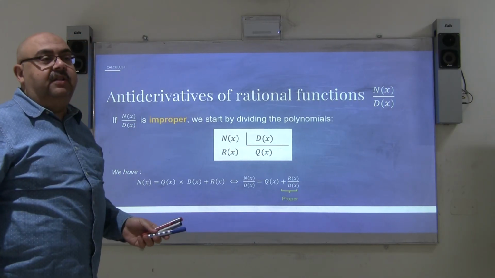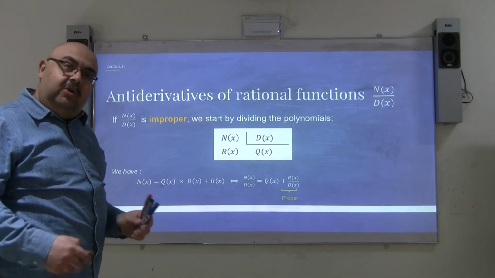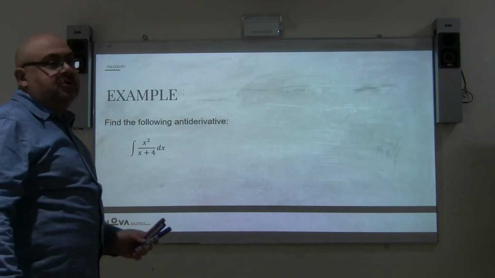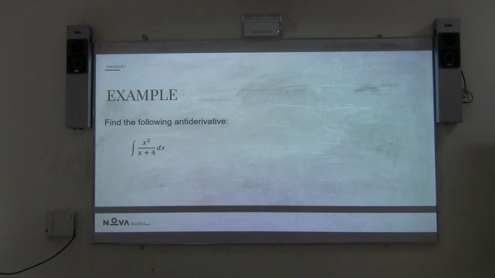Of course, that's an explanation of the long division exactly as we did previously. So I skip this one. Let's solve this problem. How to solve this problem? Any ideas?